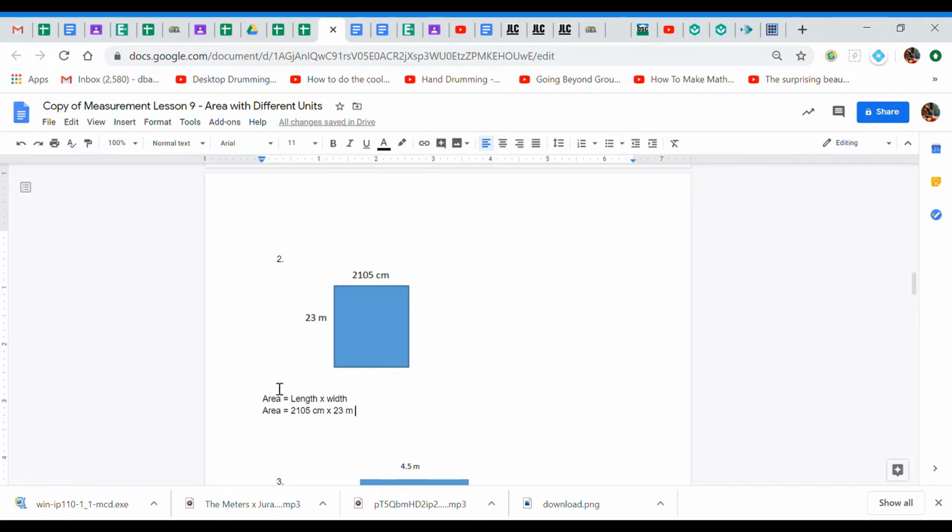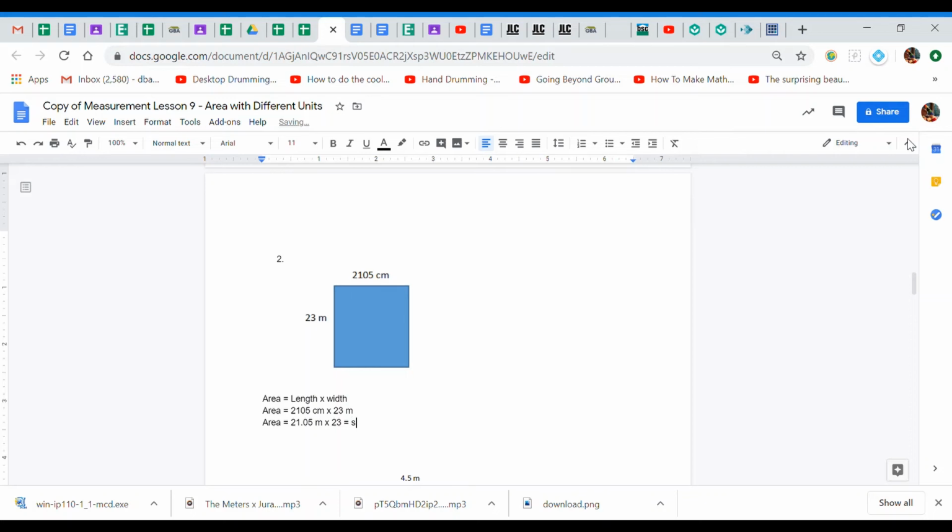So I need to turn one into the other. Again, often I'll multiply to get the same unit. I could also divide. In this case, I'll just divide because it can work. I'm going to turn centimeters into meters. I'm going from a small unit to a big unit. There's 100 centimeters in a meter, so I need to divide by 100. It's powers of 10, people. It's so easy. 2 places. So area equals, instead of 2,105 centimeters, 21 and 5/100 meters times 23.